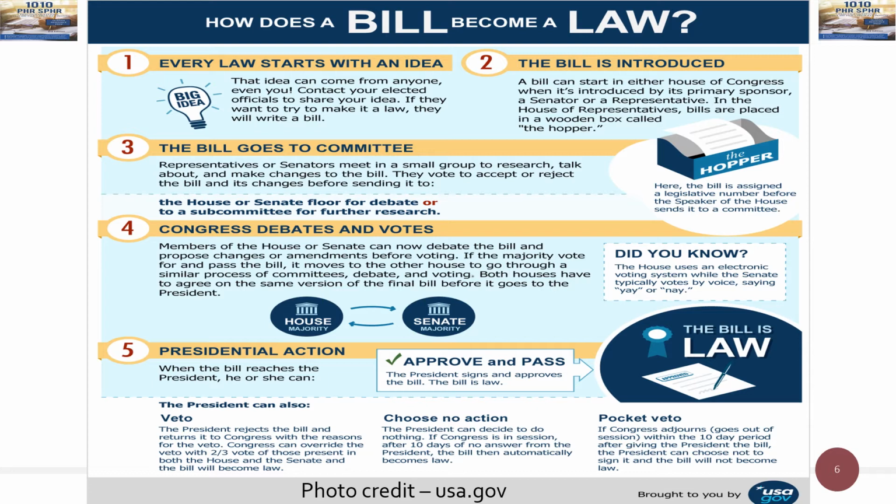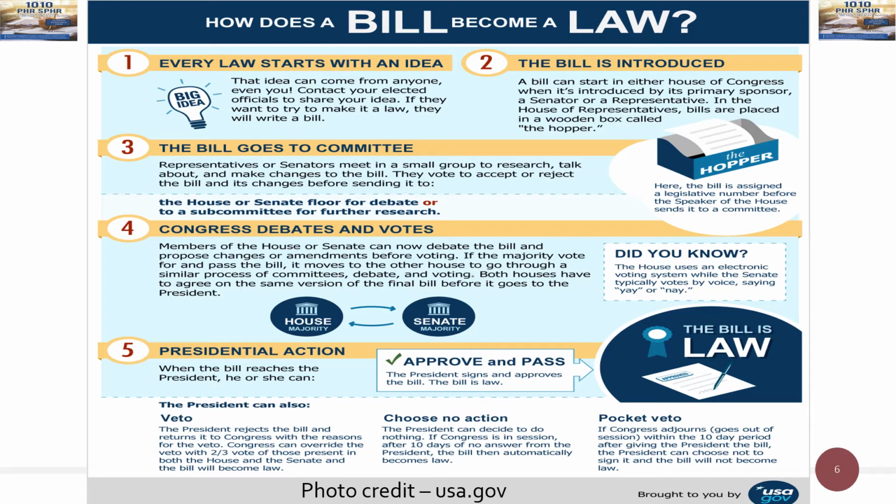Representatives or senators meet in a small group to research, talk about, and make changes to the bill. They vote to accept or reject the bill, and its changes, before sending it to the House or Senate floor for debate, or to a subcommittee for further research. 4. Congress debates and votes. Members of the House or Senate can now debate the bill, and propose changes or amendments, before voting.